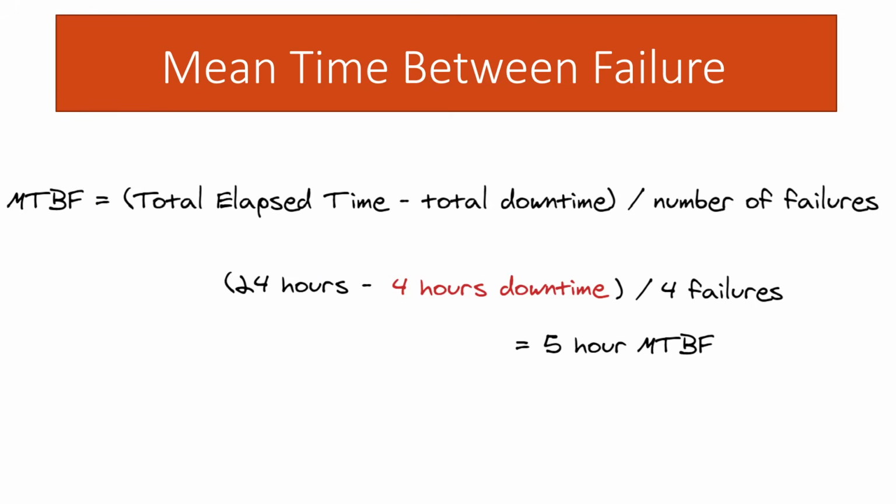So you take the total elapsed time for a time period minus the total downtime, and then you divide that by the number of failures. So in this case, we have 24 hours total. Let's say you have 4 hours of downtime, and that 4 hours of downtime was caused by 4 different failures. What that means is that you have 5 hours on average before your system will have a failure.